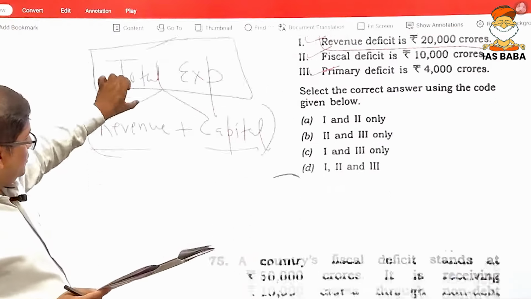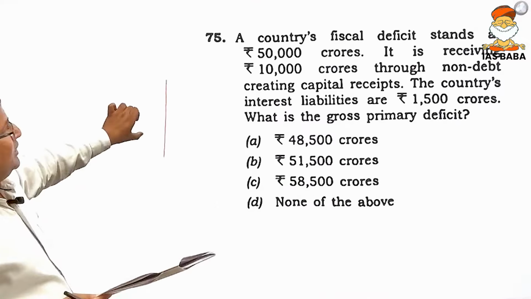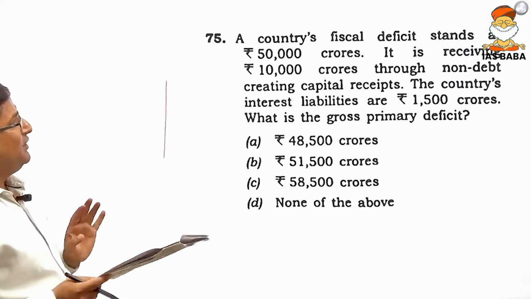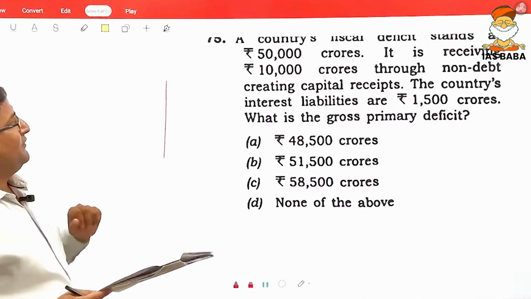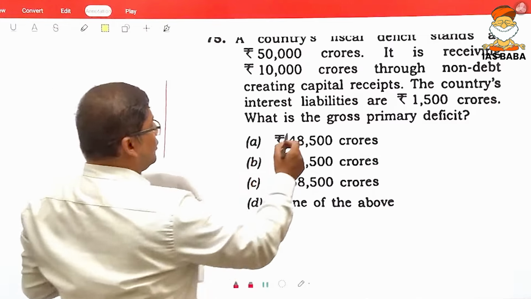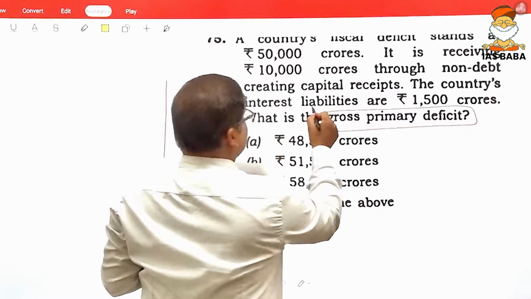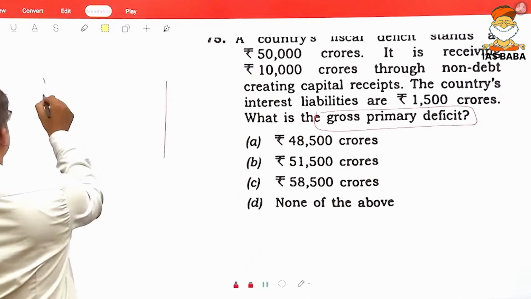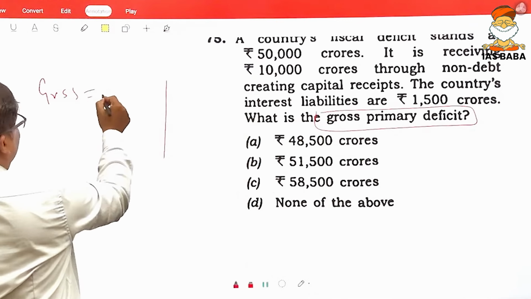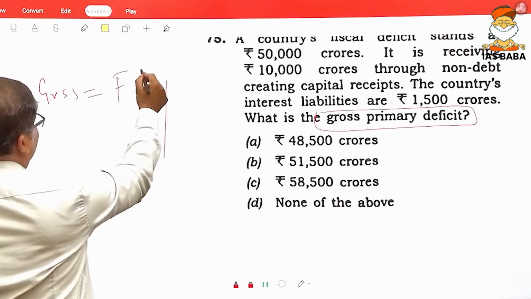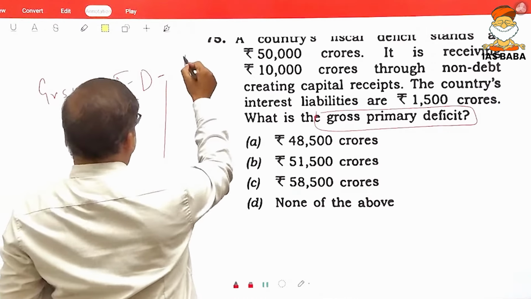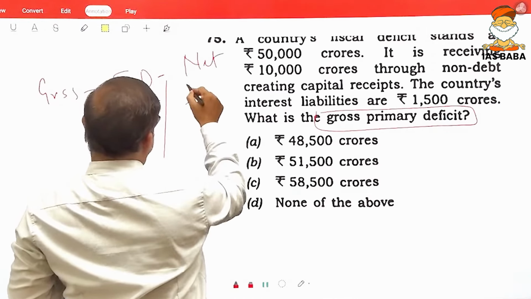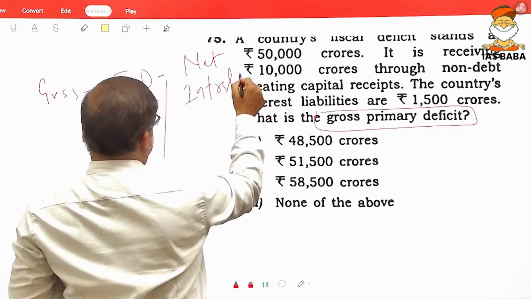Now come to the next question. They have given you a simple data and are asking what is the fiscal deficit. What is the gross primary deficit? So gross primary deficit, there is a simple formula, that is fiscal deficit minus net interest liability on the government.